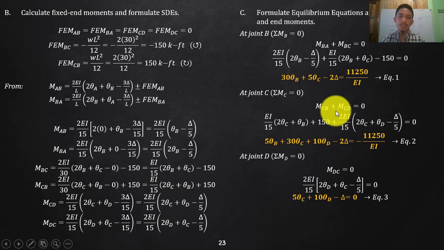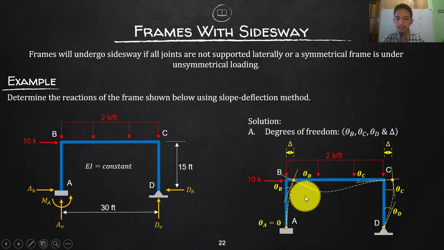Then we will use this to formulate your equilibrium equations to solve for those variables, the 4 variables: theta B, theta C, theta D, and delta. Where will I get that? Okay. We need to have 4 equations. So first, we will have an equation here. Summation of moment here is 0. We cannot use that since there is a moment.